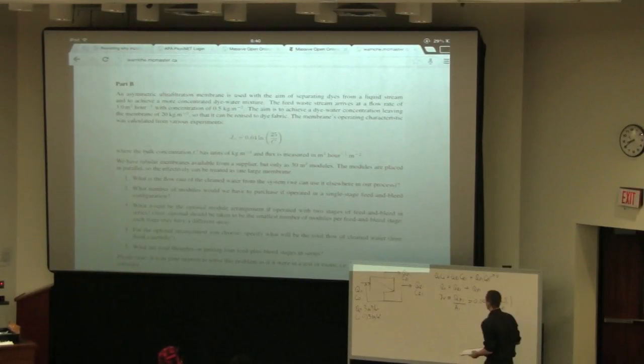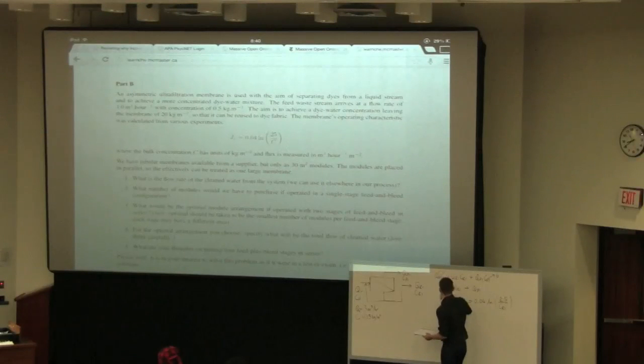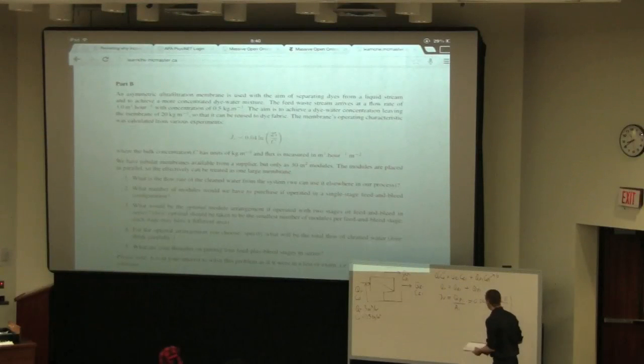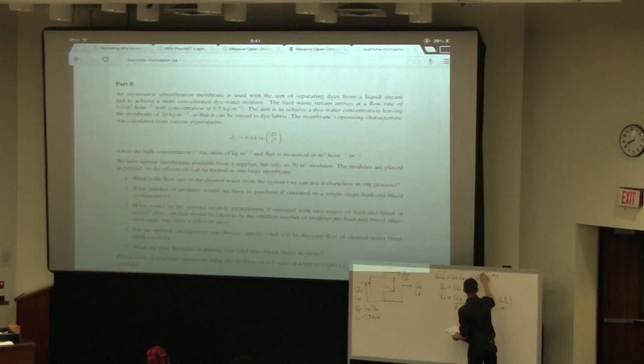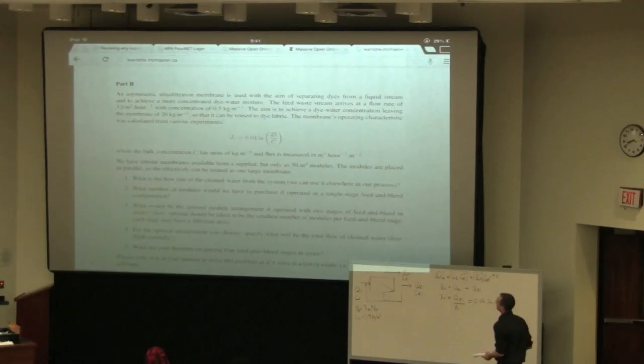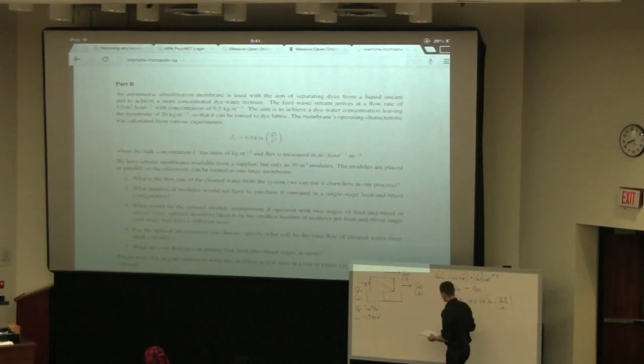We've got Q0, C0. The question asks, what is the flow of the clean water from the system? So QP1 is something we're looking for. So this is an unknown. CR1 and QR1. Sorry, we know CR1 is desired to be 20 kilograms per meter cubed. So substituting those in, we can solve then for this equation.